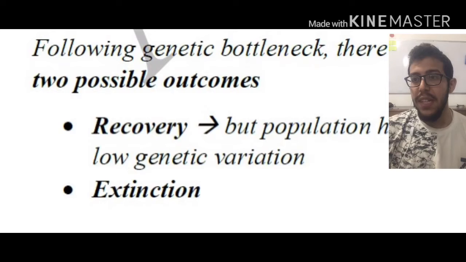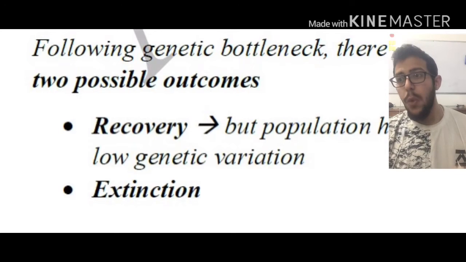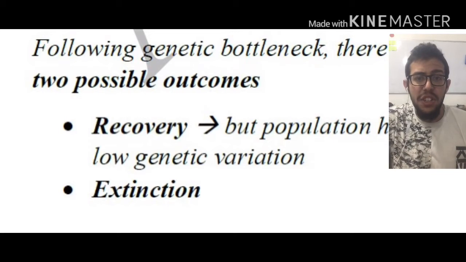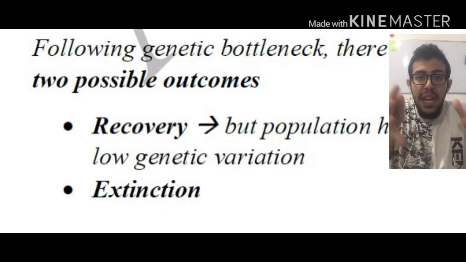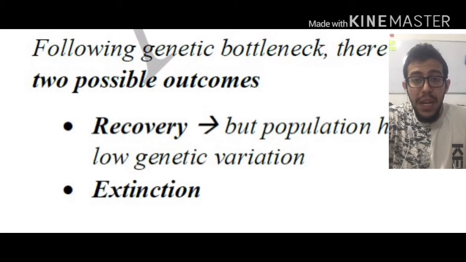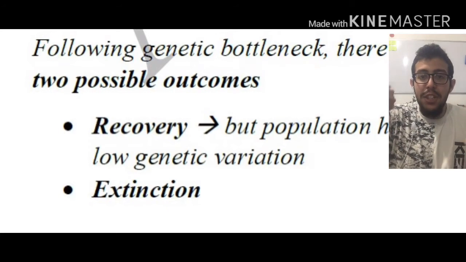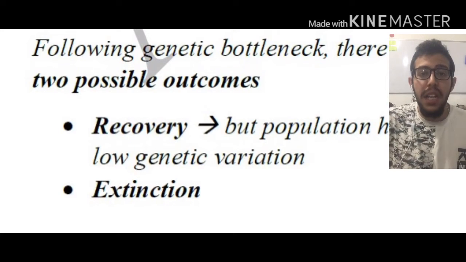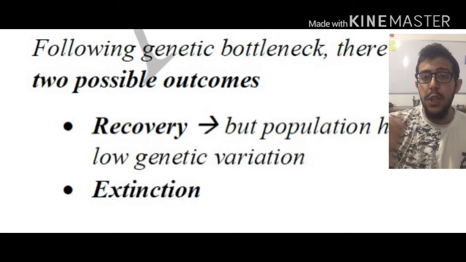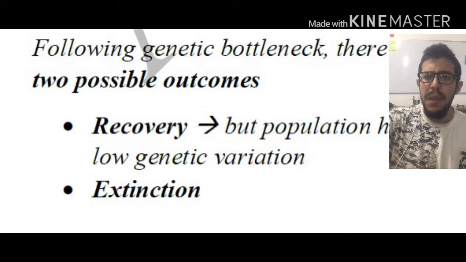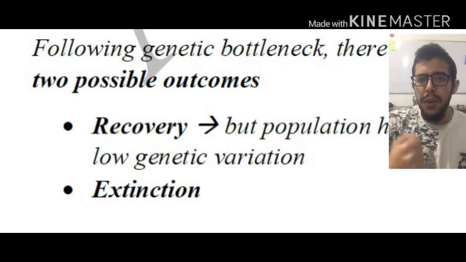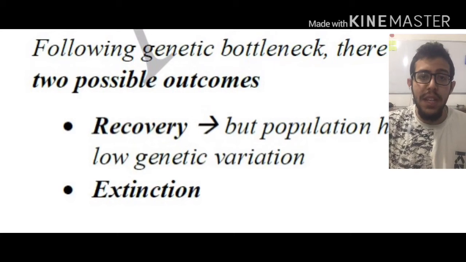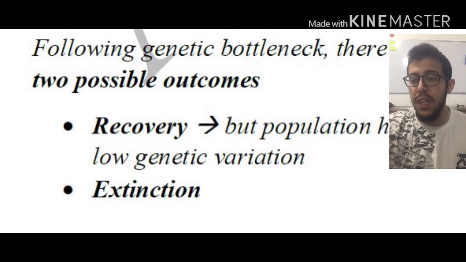Now, following genetic bottleneck, there are two possible outcomes. We either have the recovery of the population, but the population will still have low genetic variation because we simply have a few individuals that have formed a large population. No new genes were introduced to them by migration, which, by the way, we are going to be talking about in future videos. And the mutation rate, as mentioned in previous videos, is very low. So they will have small genetic variation, or they are going to go extinct.